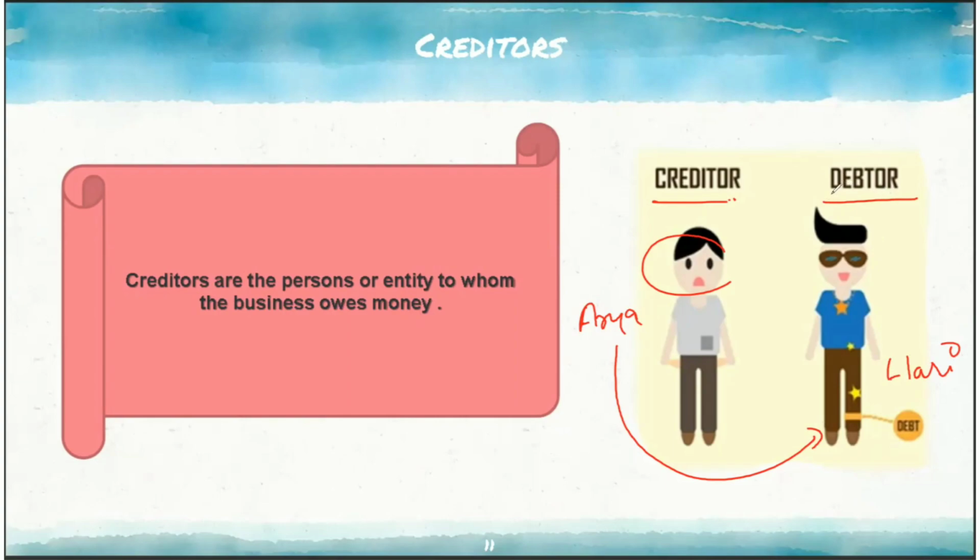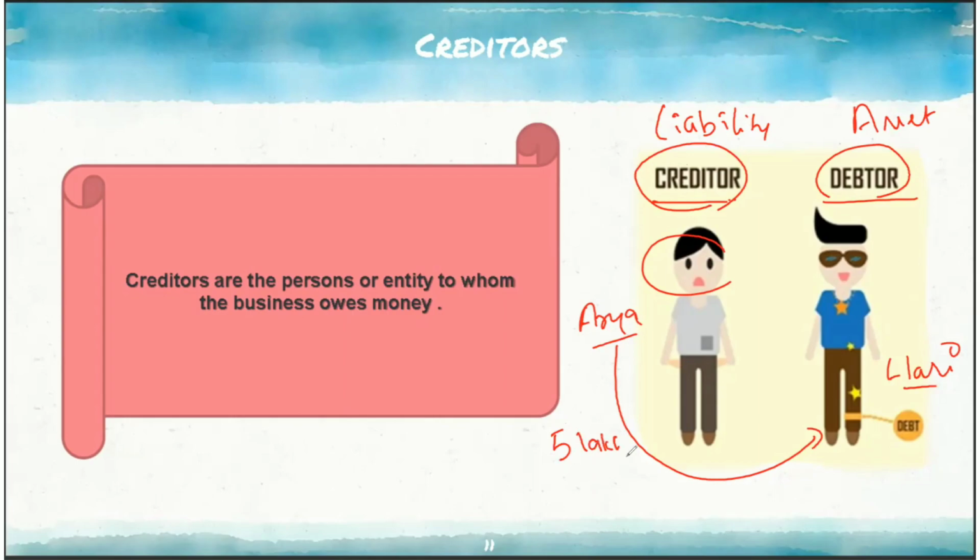Now, a debtor is always an asset for the company and a creditor is always a liability for the company. How do you say that it is a liability and it is an asset? Let's understand. For example, Hari has given Arya 5 lakh rupees. Is it not an asset he has given to Arya? He will be getting that 5 lakh back because it is invested. He has given it to Arya. So this 5 lakh is an asset.